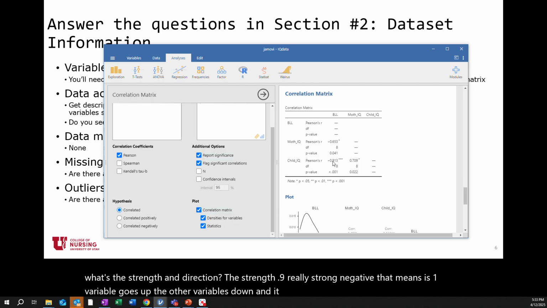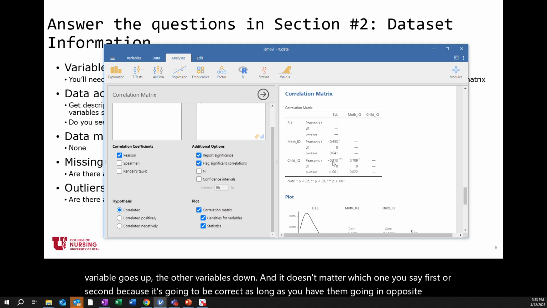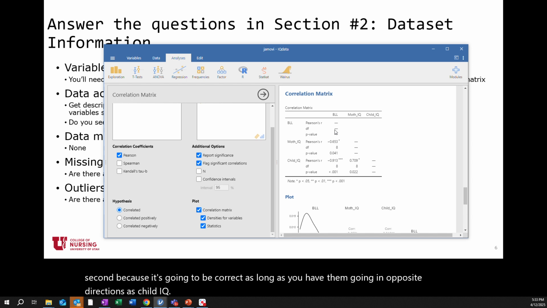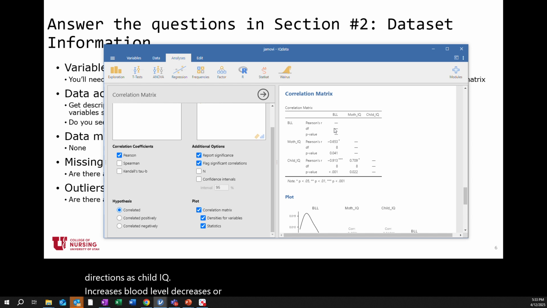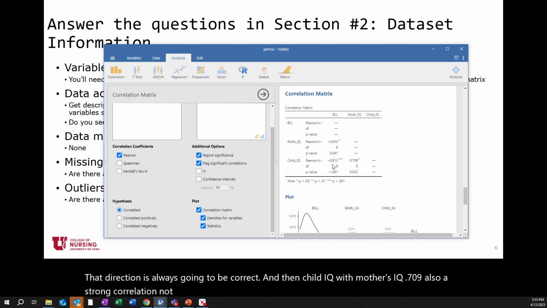And it doesn't matter which one you say first or second because it's going to be correct as long as you have them going in opposite directions. As child IQ increases, blood lead level decreases, or as blood lead level increases, child IQ decreases. That direction is always going to be correct. And then child IQ with mother's IQ, 0.709, also a strong correlation, not quite as strong as with blood lead levels, but this time it's a positive relationship. As mother's IQ increases, child's IQ increases.